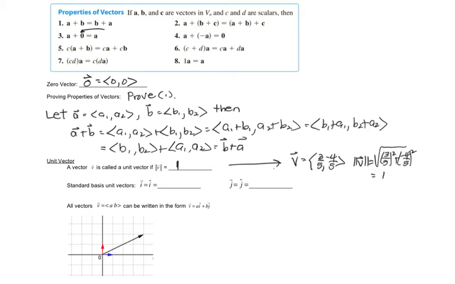But we have some special unit vectors. They're called standard basis unit vectors, and they are the two that go along our coordinate axes. So if I just go 1 unit horizontally, so we have the vector 1, 0, we call that i.